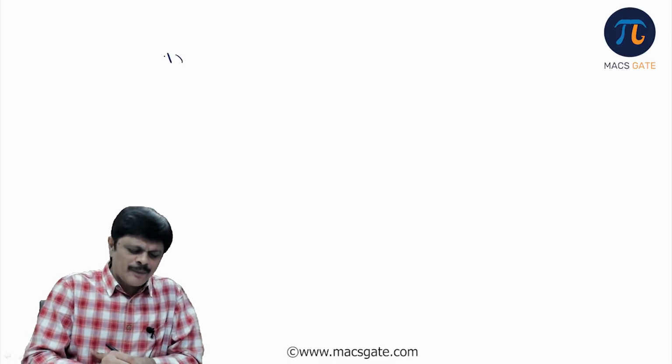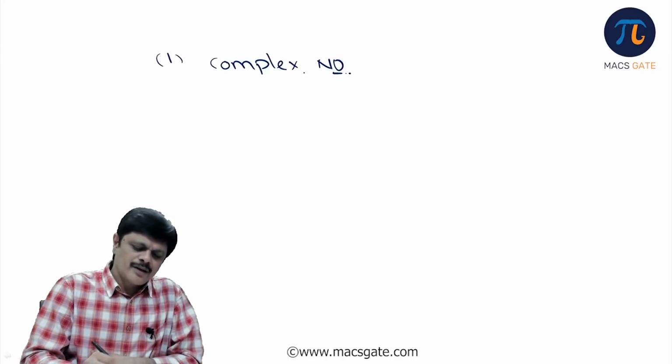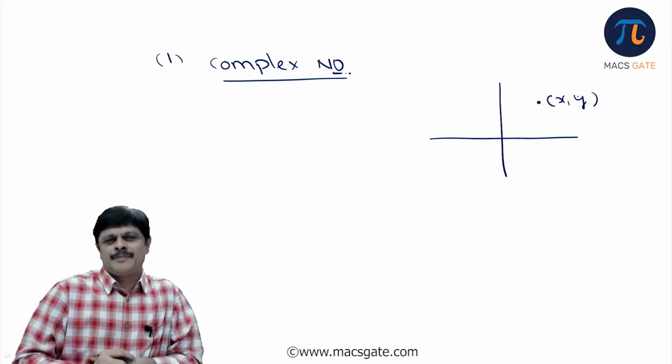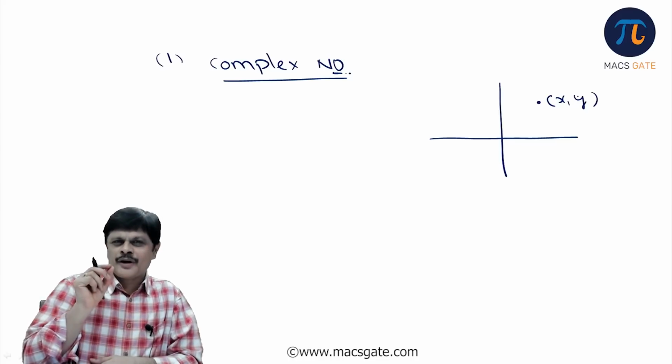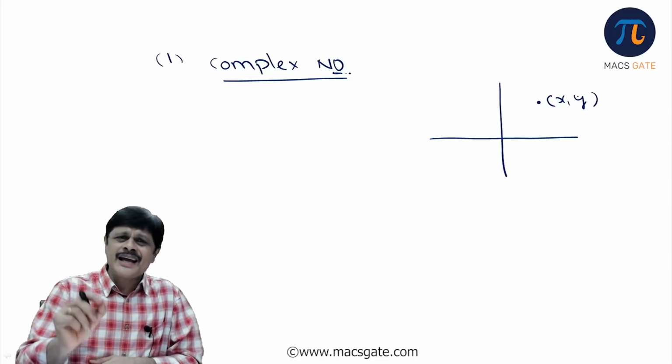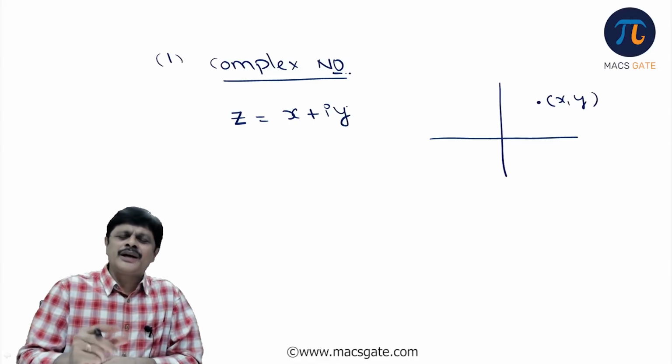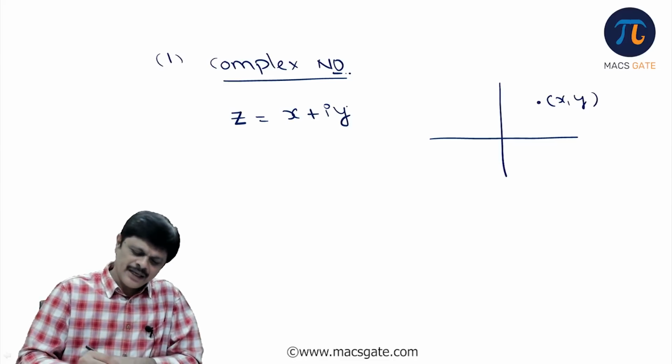Let us start with complex number. What is a complex number? A complex number is a point in the xy plane. Just like a real number is a point on the real line, a complex number is a point in the xy plane. So this particular point can be expressed like this: x plus iy. If you understand the addition and multiplication of this ordered pair, then you can understand this particular definition. So this x is called the real part of z and this y is called the imaginary part of z.